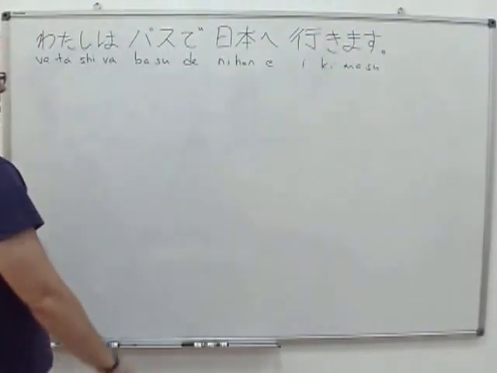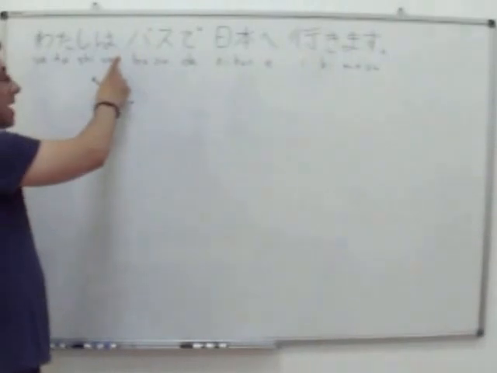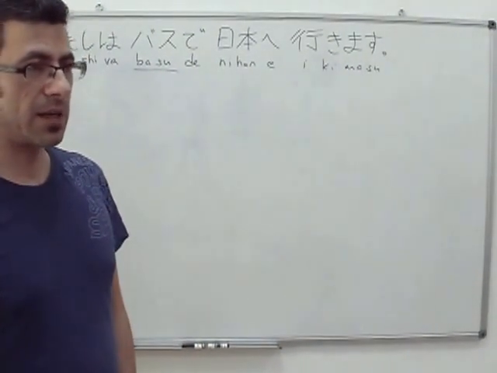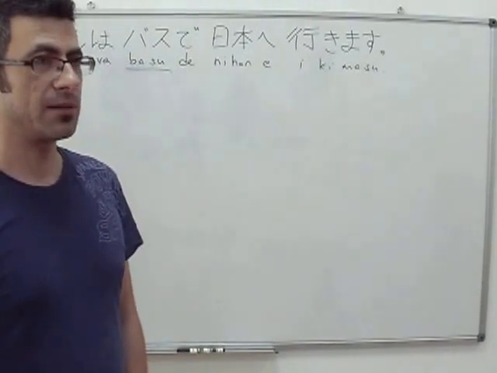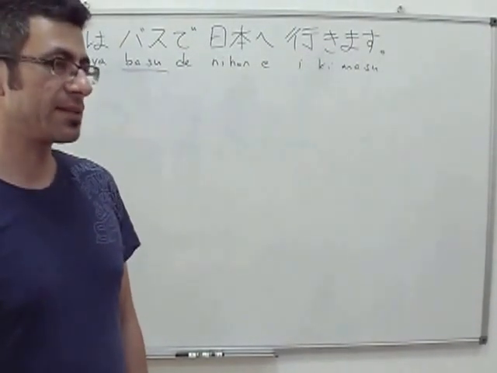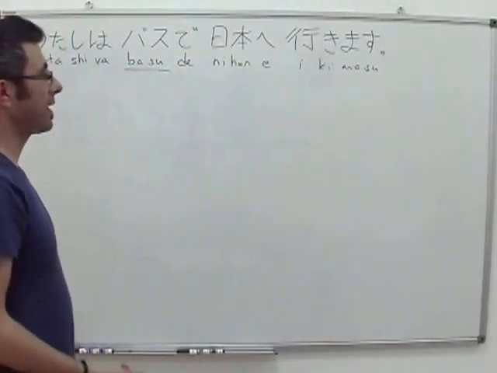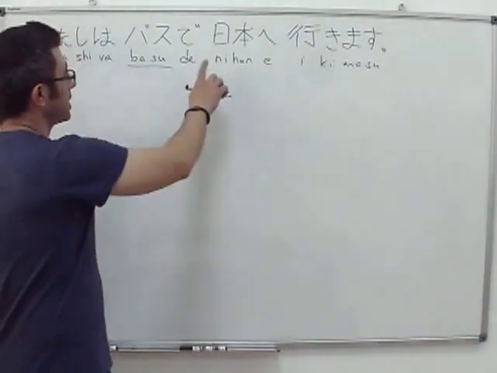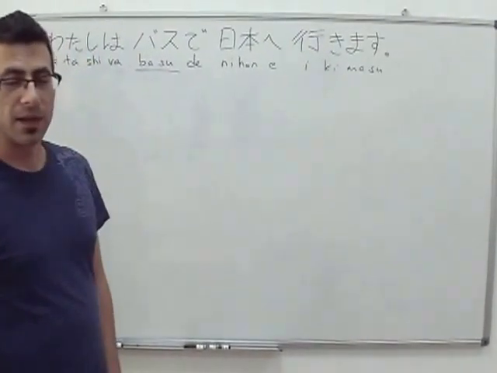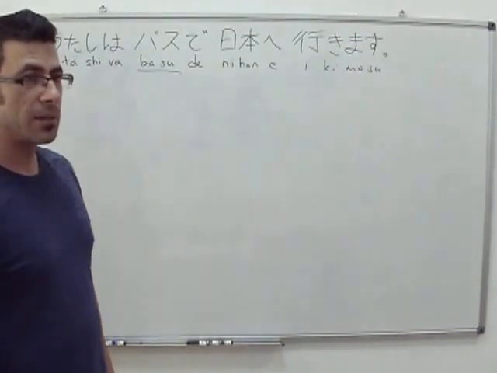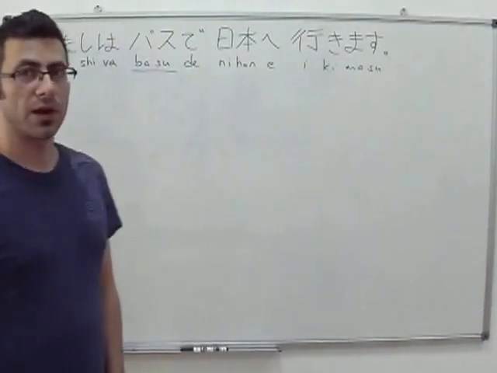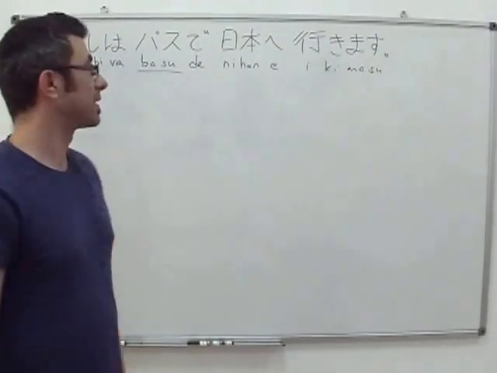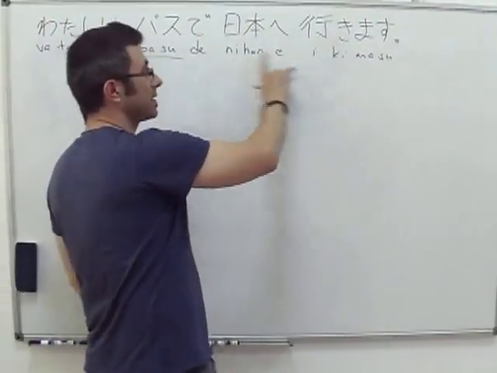So here watashi wa is written in Hiragana, basu is written in katakana. In Japanese, we use katakana for foreign words. For example, in English it's bus, in Japanese it's basu. That's why we write basu in the katakana alphabet. Nihon is Japan, and we can also write it in hiragana, but if we know how to write it in kanji, then we prefer kanji. Nihon e, to Japan, ikimasu.